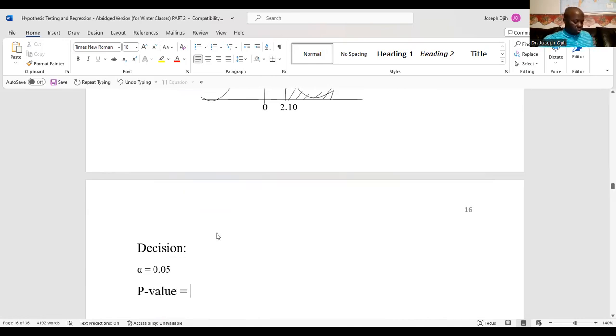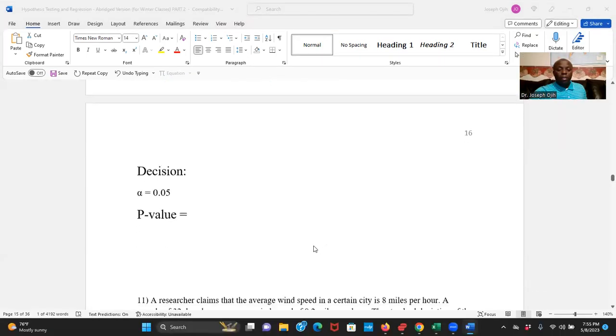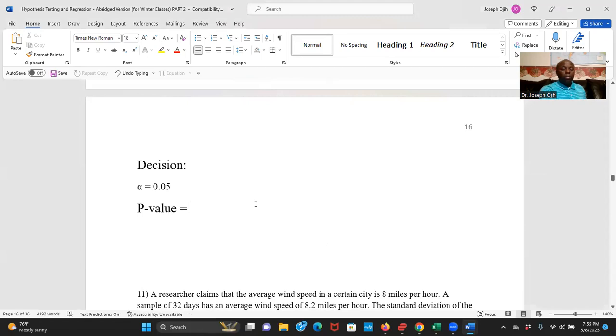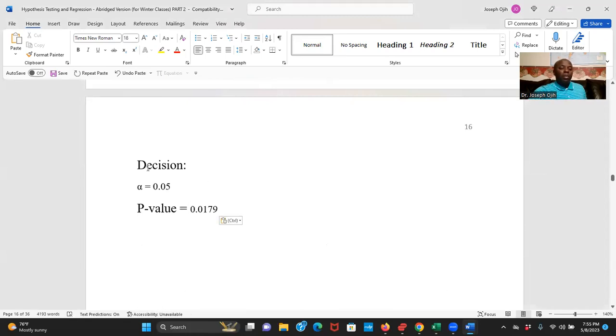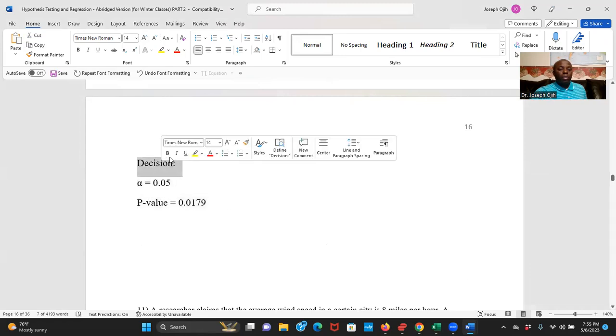Our p-value is 0.0179. You can see it right here. I'm going to copy it from here. I'm going to make them all the same size so that it is uniform. Let me just make it 14 and bold this.